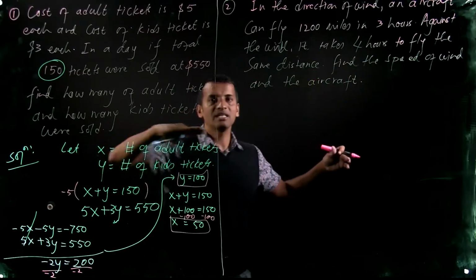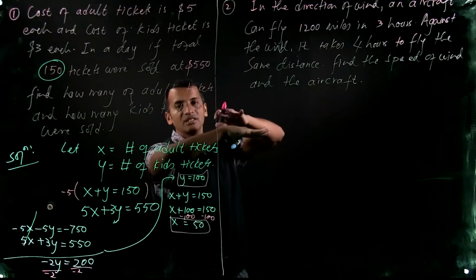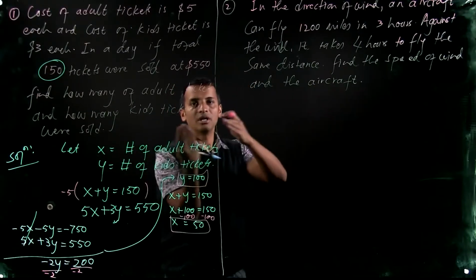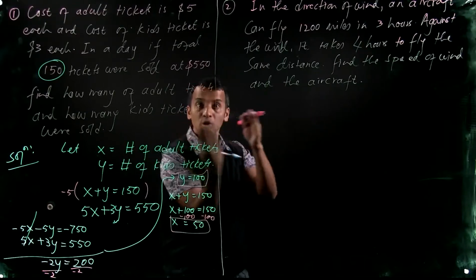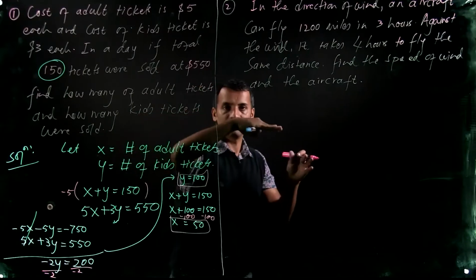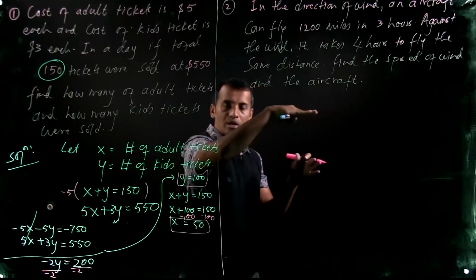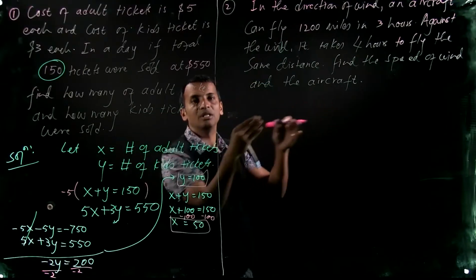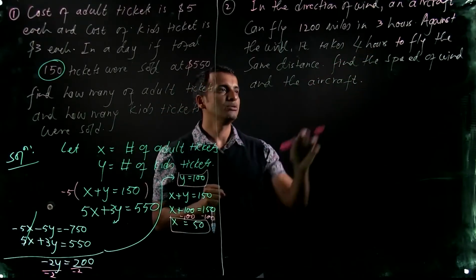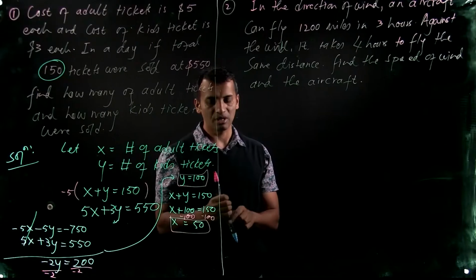So if the aircraft is flying this direction and the wind is flowing this direction, then the wind will try to push the aircraft back. But the aircraft has a bigger speed, so it will go forward anyway, but at a lesser speed. That's why it takes 4 hours. Okay, so you want to find the speed of the wind and the speed of the aircraft.